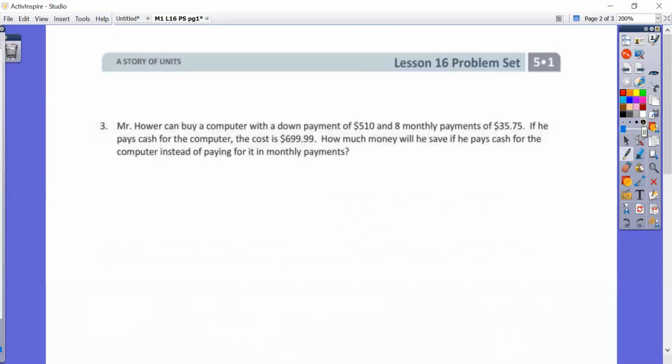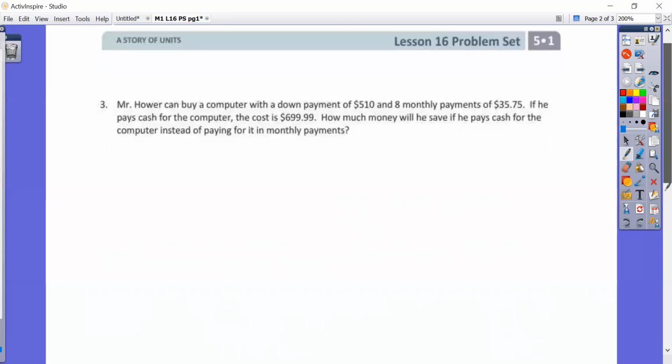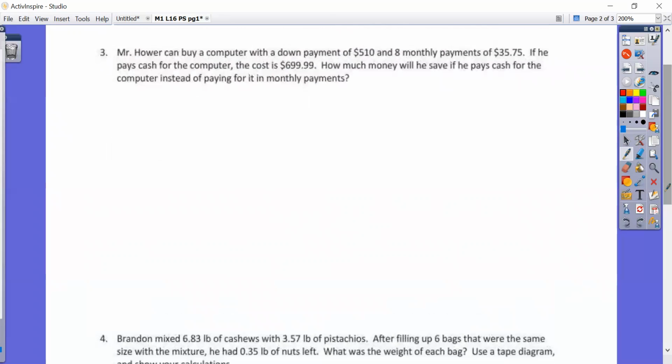And we got, oh, sorry, there's actually 2 more pages. Let's go ahead and work on question 3. Mr. Howard can buy a computer with a down payment of $510 and 8 monthly payments of $35.75 if he pays cash for the computer. Oh my goodness, so actually, let me pause this real quick.